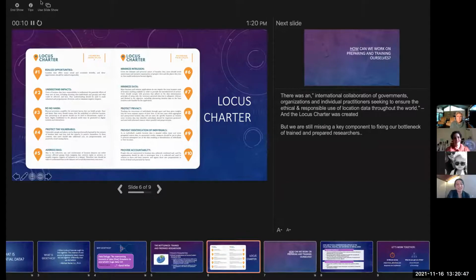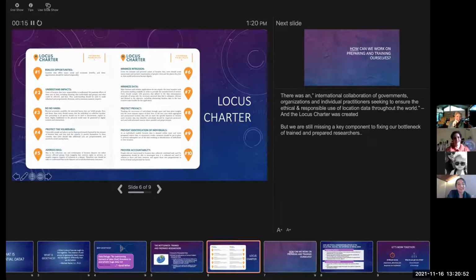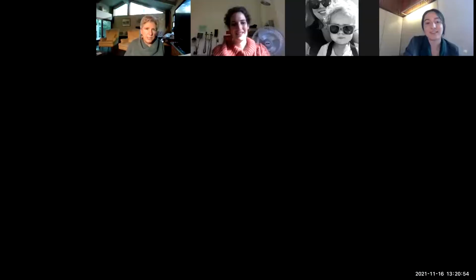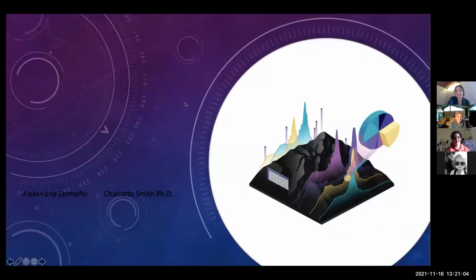Am I doing presenter view? You're doing presenter view. If you scroll your mouse up, you can switch that. Oh, perfect. There you go. Perfect. I just showed all my slides.